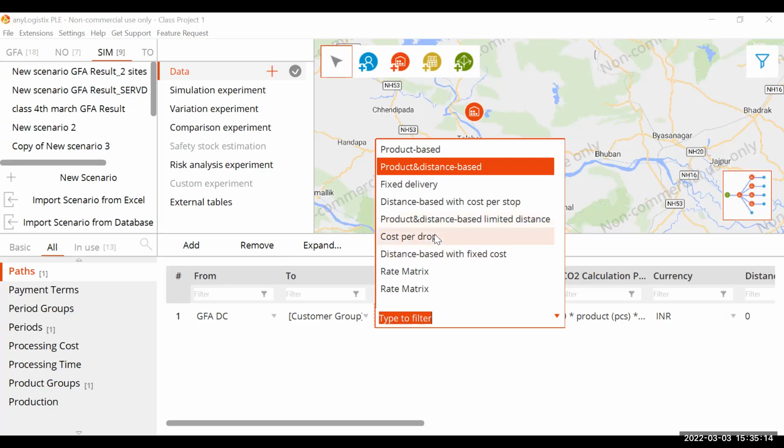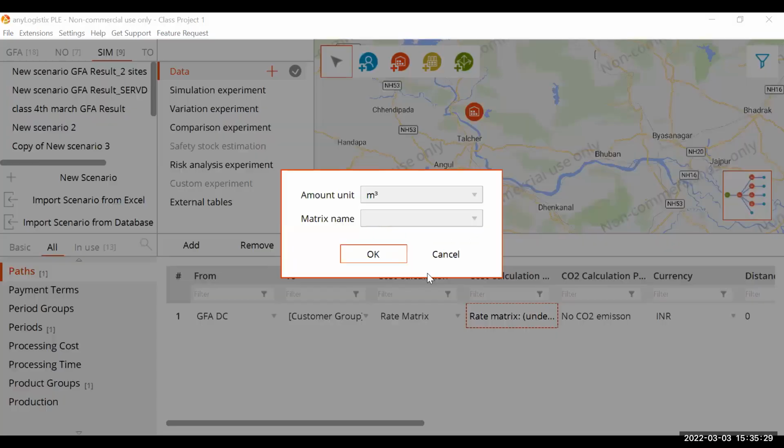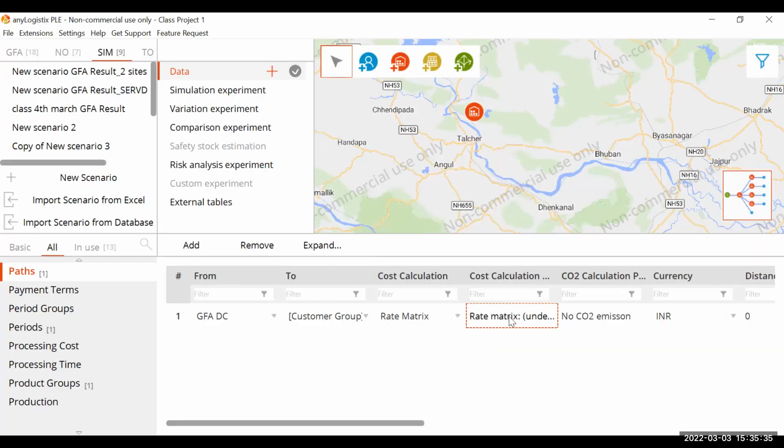Same thing with the cost per drop, and distance based with a fixed cost, and a rate matrix, where I can charge per kilometer range: 0 to 100, this is the rate; 100 to 200, this is the rate. Then an amount quantity matrix, and that again I have to upload in my Excel file. Here I'm not able to do that.